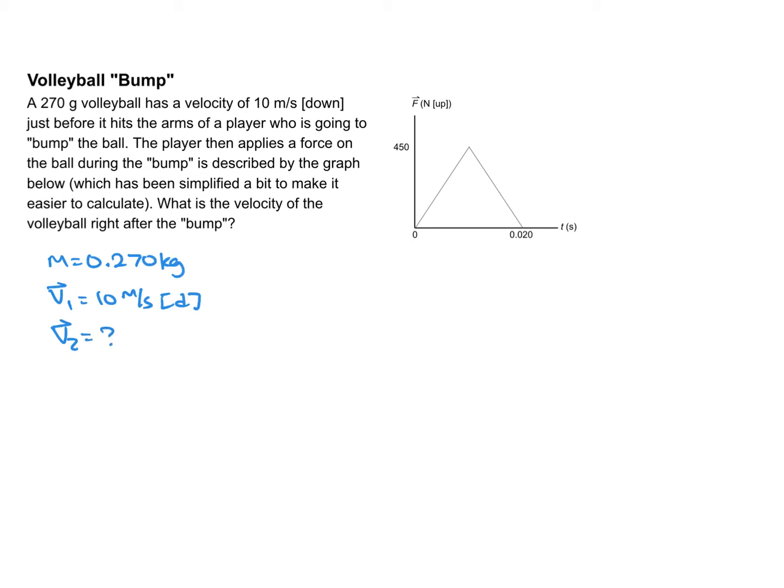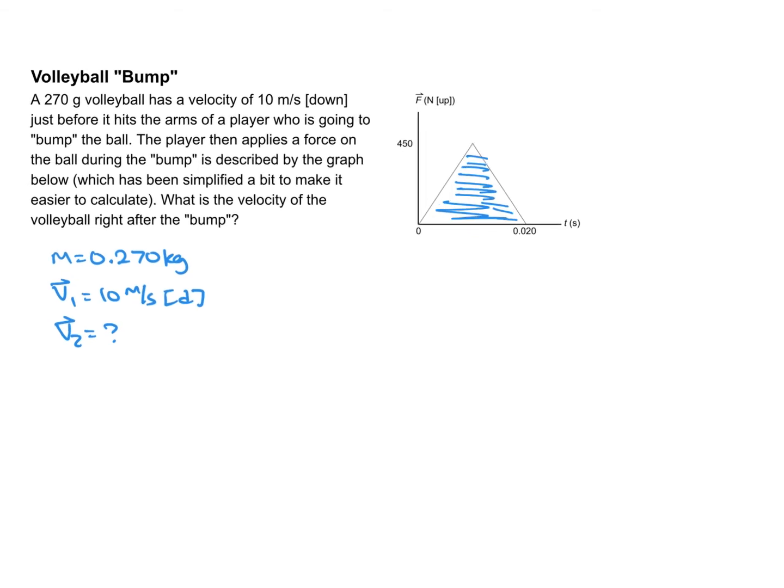So I know the starting momentum of the ball. I can calculate that. I do not know the final momentum of the ball. However, I can use the graph here to calculate the impulse. The graph is a force versus time graph, so the area of the graph is going to give force times time, which is impulse.